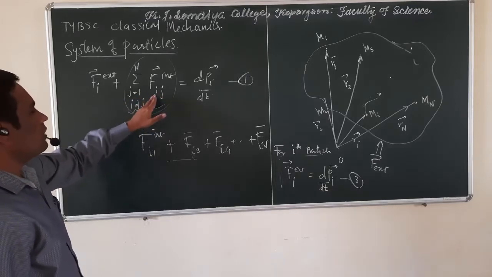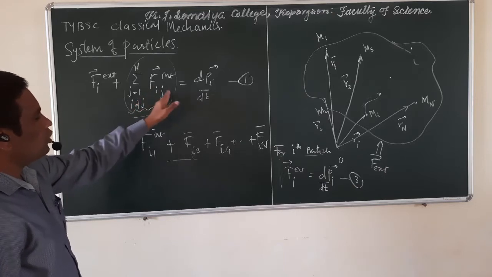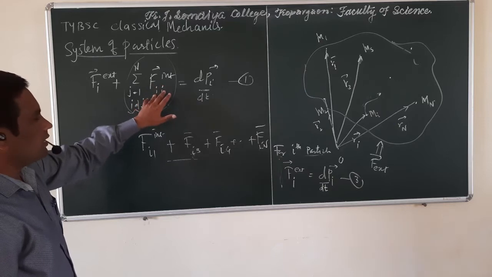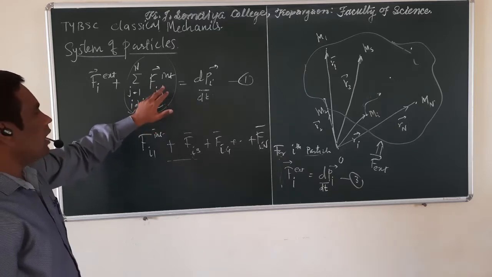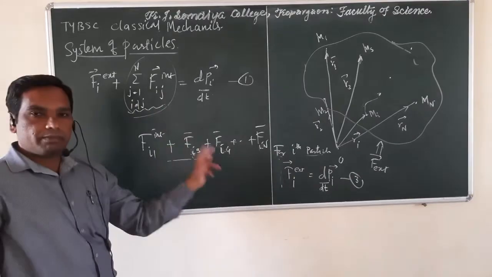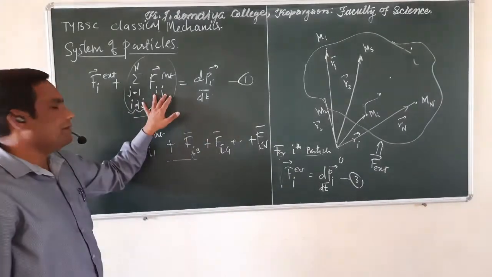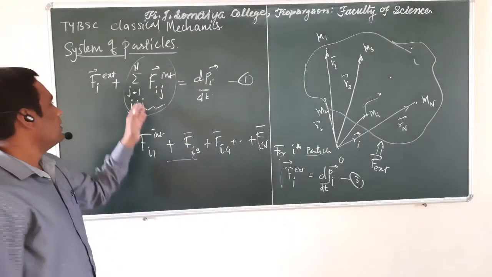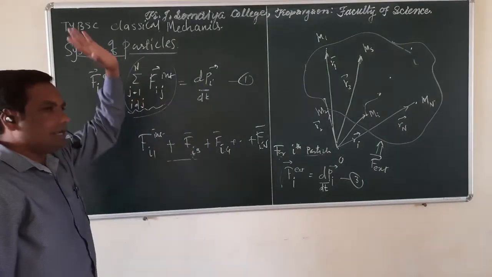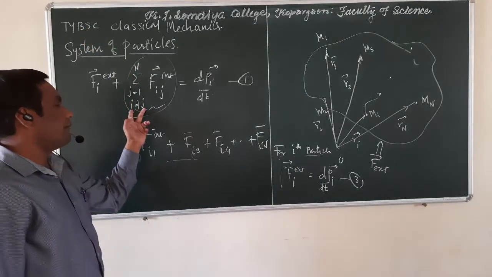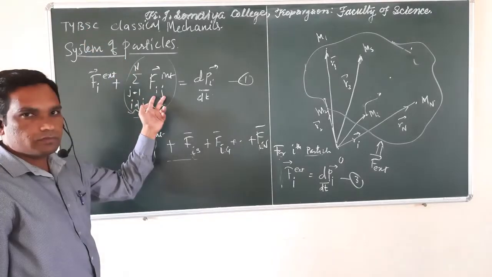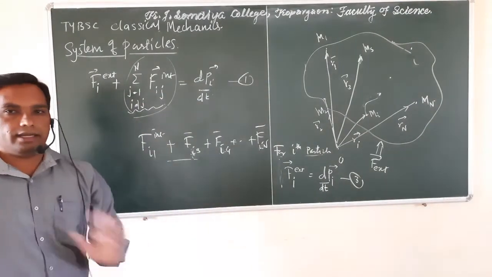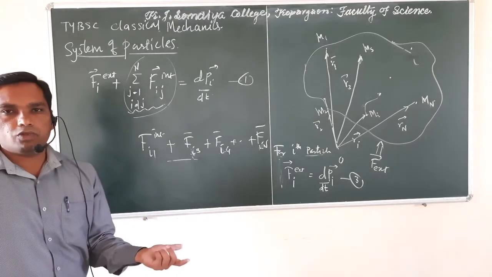So we are taking Fi1, Fi2, Fi3. Fi1 means force acting on the ith particle due to the first. Fi2 means force acting on the ith particle due to the second mass. Fi3 means force acting on the ith particle due to the third mass. We continue that sum up to capital N, and here we have excluded the Fii term, which represents force acting on the ith particle due to the ith particle, which is not possible.